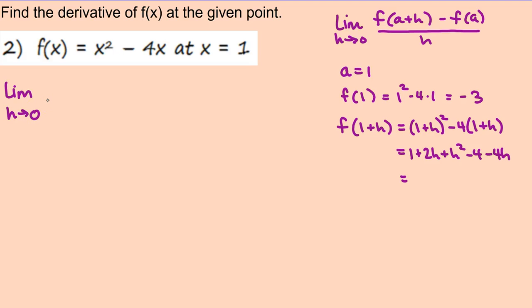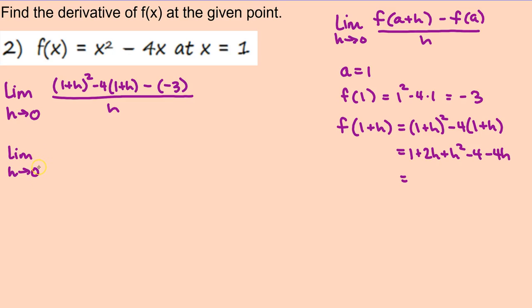So we have the limit as h goes to 0 of 1 plus h quantity squared minus 4 times 1 plus h minus negative 3 over h. And then I had already started to simplify that. Remember, always use limit notation until you get to the end where you plug in the number. So that was 1 plus 2h plus h squared minus 4h, and then at the end we have plus 3 over h. Notice your constants. 1 minus 4 plus 3, that adds to 0. So just like we expect, the constants add to 0.